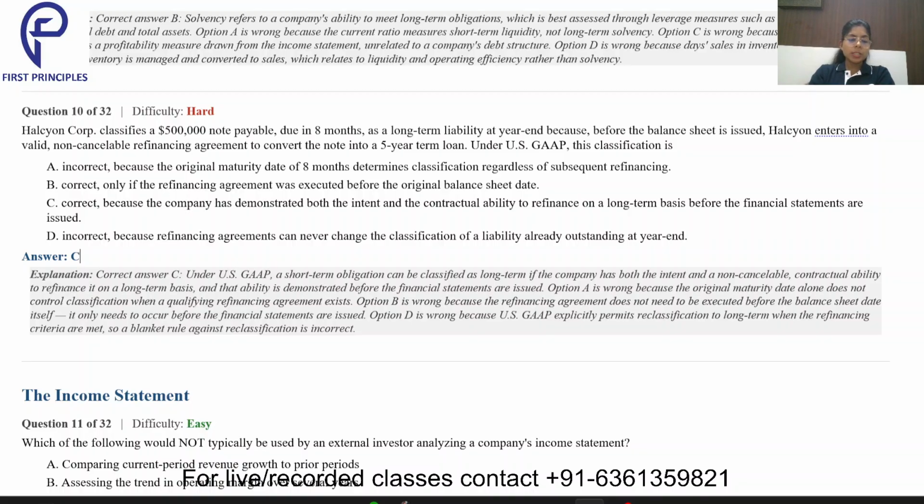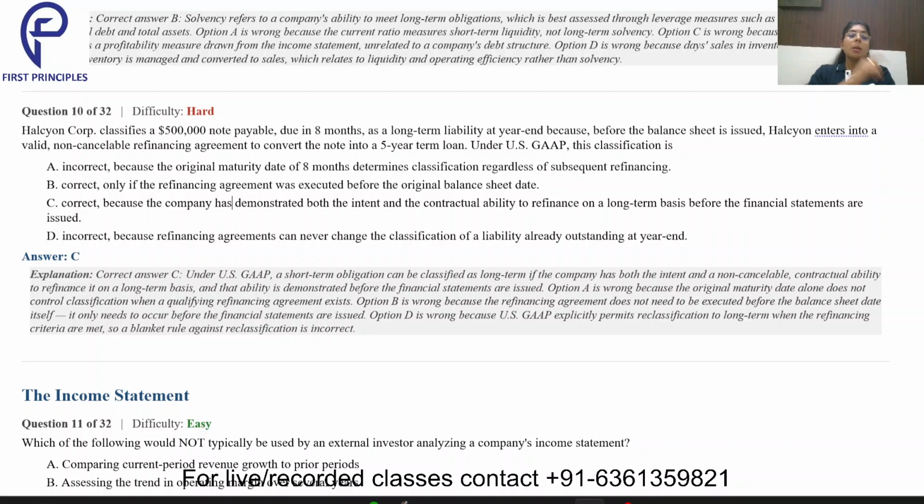But let's see what option B is talking about. Only if the refinancing agreement was executed before the original balance sheet date. No, before the original balance sheet date, there should be the intent and ability. Both the intent and the ability should be there. And we have this over here in this particular case. Even in this case, it is a non-cancelable refinancing agreement, so it's for sure going to happen. So option B is not the correct answer.